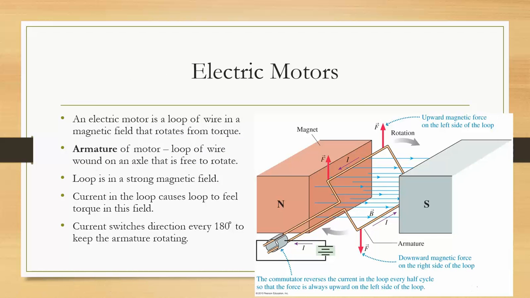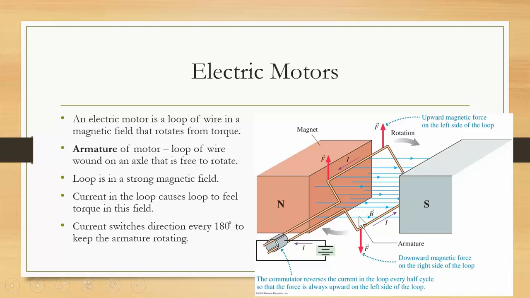So this applies when we look at a simple motor, a DC motor and an AC motor. I have a current that goes through a loop of wire, and that loop of wire is sitting between two strong magnets. This loop is called an armature, the armature of the motor. It's on an axis and it is free to rotate. And then I have a current going through it. And you can see there's a battery right here, or a power source.